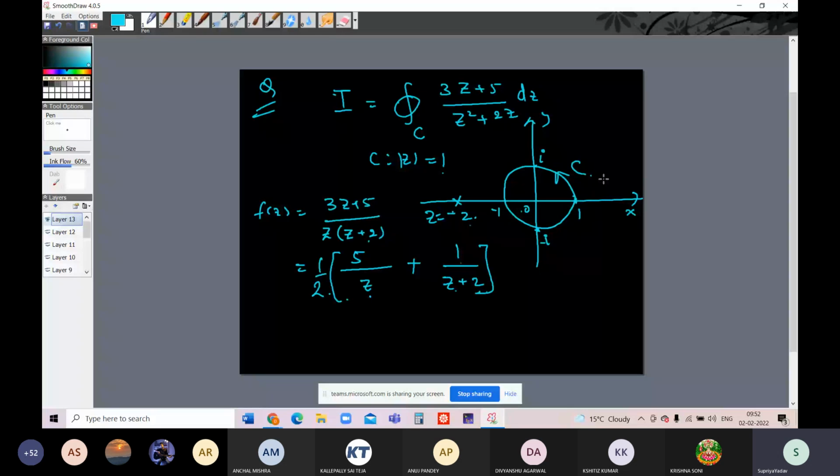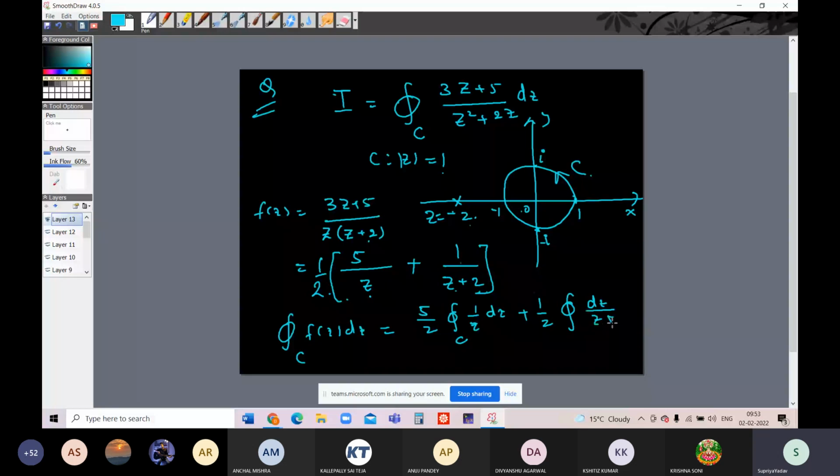But the other part of the function, 5/z, is not analytic at z = 0. So when we are integrating this function f(z) dz, this can also be written as 5 times the integral of (1/z) dz plus (1/2) times the integral of dz/(z + 2).